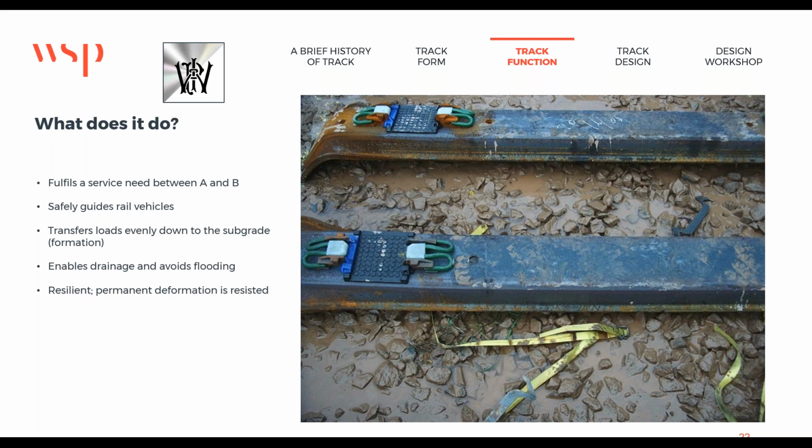I can hear some of you shuddering at this picture. This is not a good picture. Track form needs to enable drainage and avoid flooding. Now that picture, which is brand new sleepers being placed on, let's call it fairly ordinary ballasted subgrade, isn't going to achieve drainage and prevent flooding. That's just a little recipe for disaster.